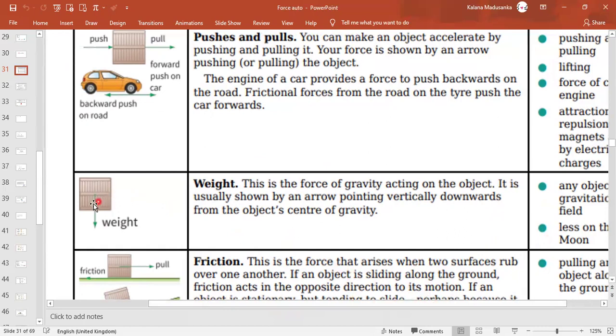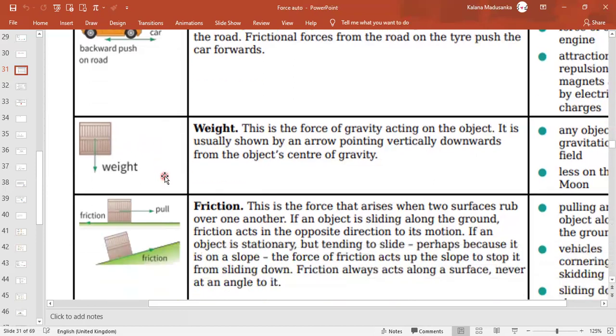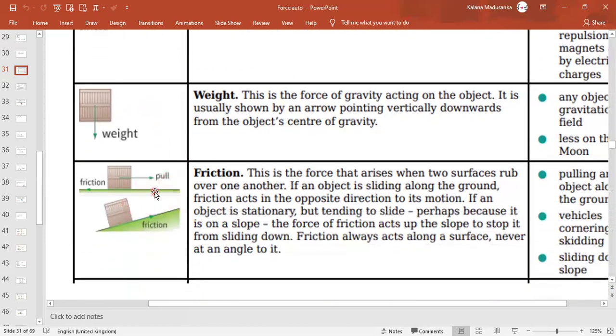Let's say the mass of this object is 5 kilograms, then you have to multiply it by the gravitational acceleration, the g value, which is going to be 10. So if it is 5 kilograms, the weight is 50 newtons, right? Then we'll separately talk about friction, also another force, right?